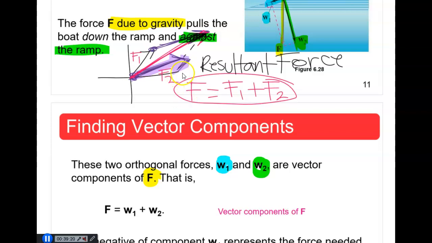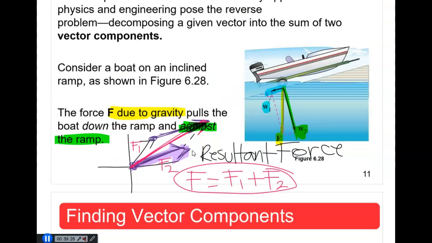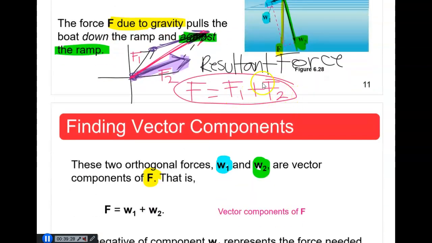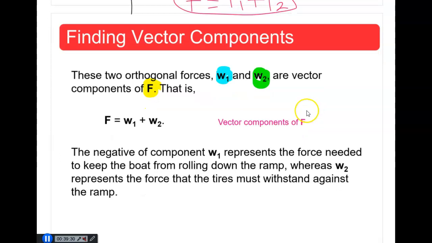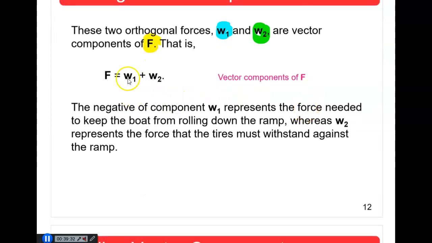But remember, in the previous section, we added two vectors to find the resultant force. Now we're going to do kind of the opposite and break it down into two vectors. So right here we have the addition, like I was telling you, and that is what gives you F, the resultant force, which in this case we went over on the diagram was gravity.